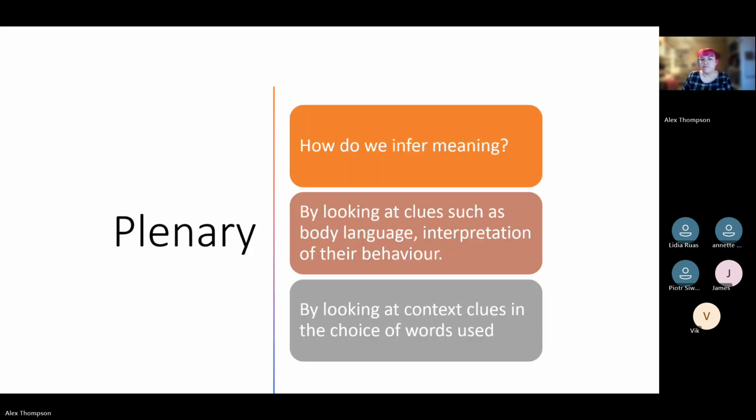So, how do we infer meaning? To infer something means to come to a decision based on what information we've taken from the text. What has been the most important or the key parts from what we've read? So we look at clues such as any body language that may be mentioned by the person in the text. We could look at context clues and the words that are used. And again, if we think about any kind of body language or anything else that is mentioned in the text, that should give us a very good idea as well.